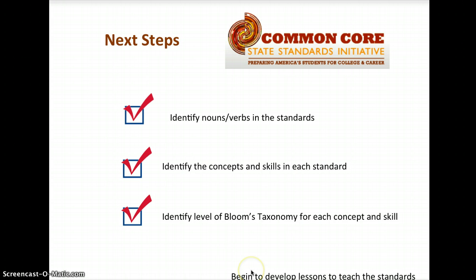I hope that gave you a good idea of how to unpack the Common Core State Standards.